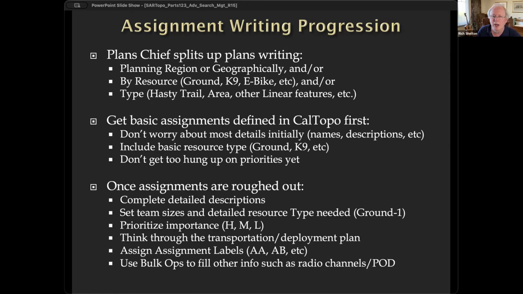Prioritize the importance, high, medium, low priority assignments. Note that that only shows up on the desktop version, the web interface. The mobile app doesn't say, "Oh, Rich, you just got assigned a low priority assignment." So that's intentionally left out of the mobile app, so you don't go out there with a poor attitude because you got a low priority assignment, let's say. And then I spent a lot of time thinking about the transportation and deployment plan.